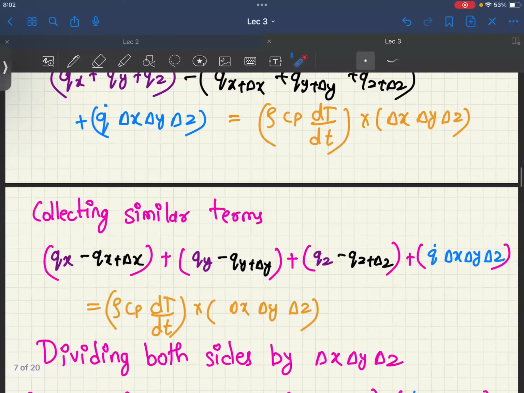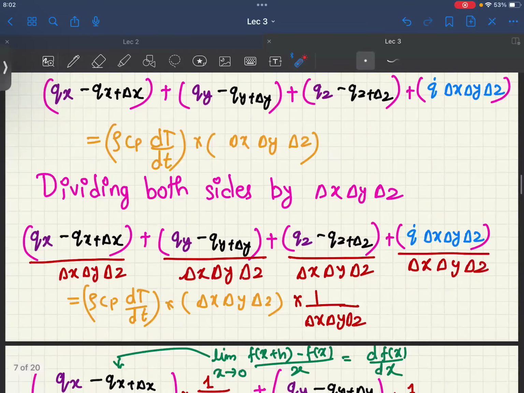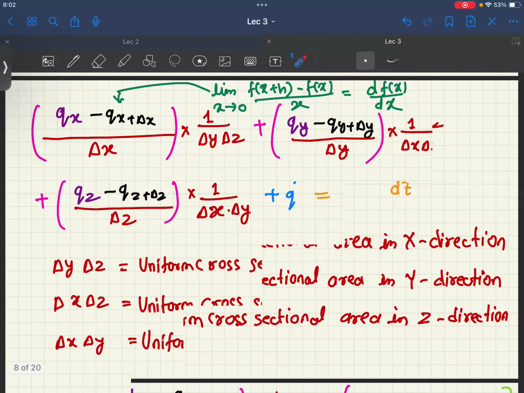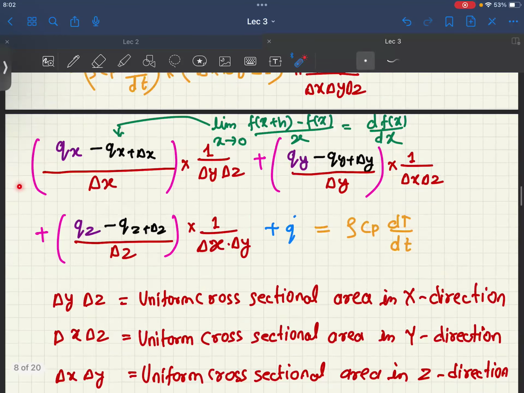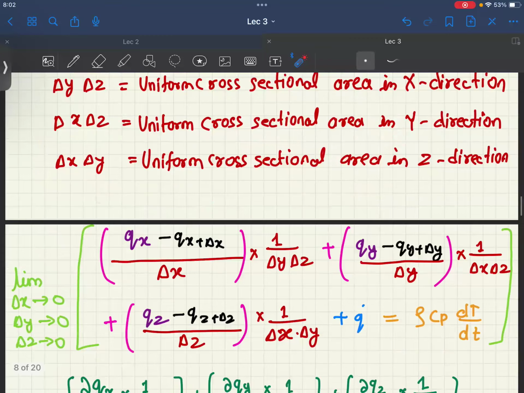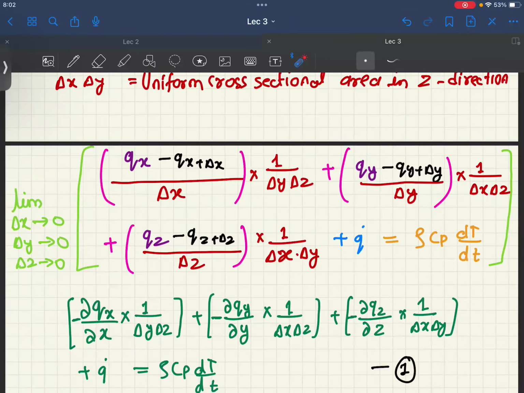So delta y into delta z is the uniform cross-sectional area in the x direction, delta x delta z is the uniform cross-sectional area in the y direction, and delta x delta y is the uniform cross-sectional area in the z direction, right? So this is the expression we got, and after that we will take the limit, because the differential element we want to make very small so that the equation which we are going to derive would be general in nature, okay?